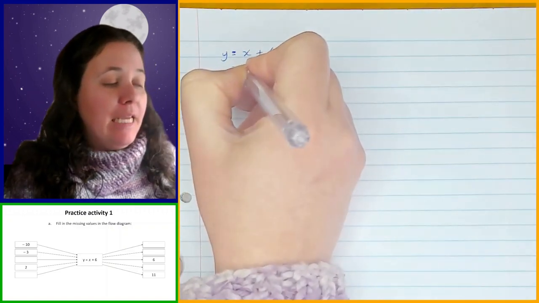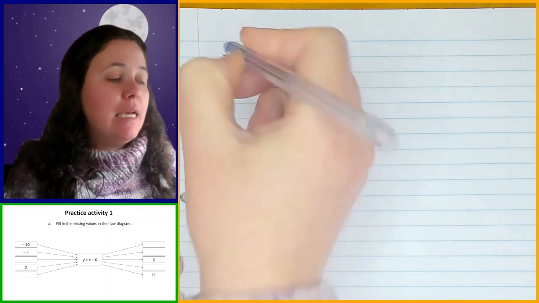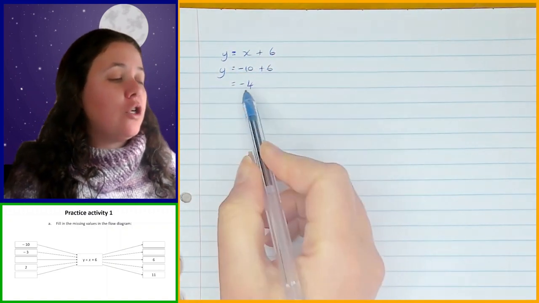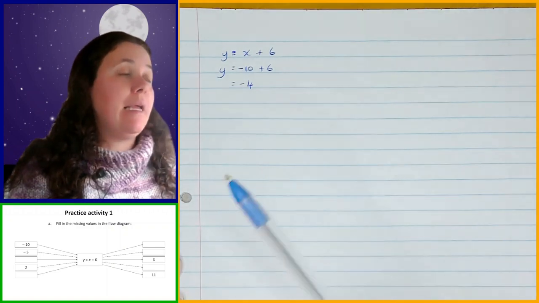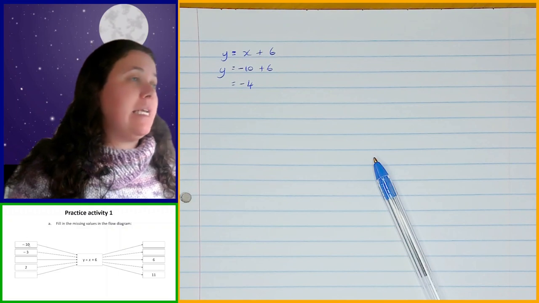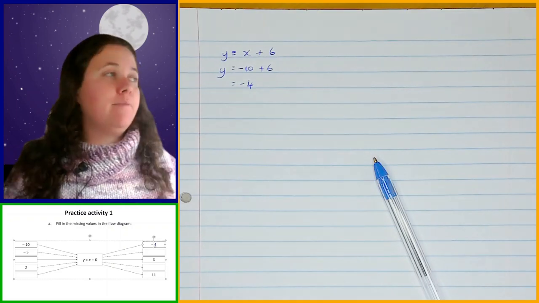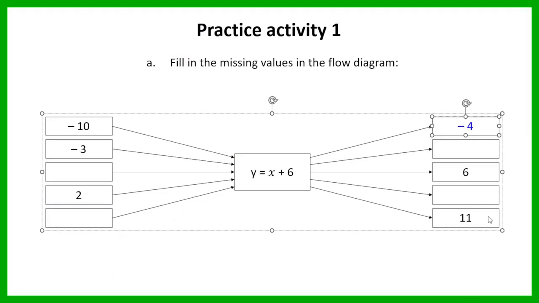Okay, so in this case I've got negative 10 plus 6. Okay, so what is negative 10 plus 6? That is negative 4. So for this one, because the rule is so simple, we could actually just put our answers in straight away. So if my input is negative 10, my output is going to be negative 4. Then the next one, if my input is negative 3, then that means I have negative 3 plus 6, and that gives me 3.